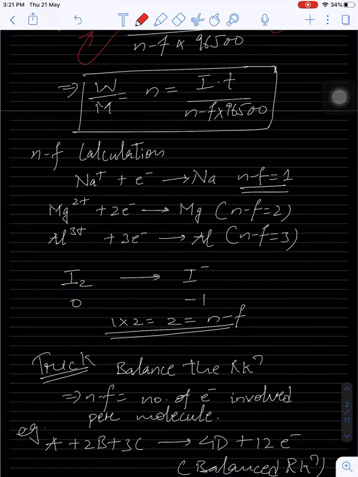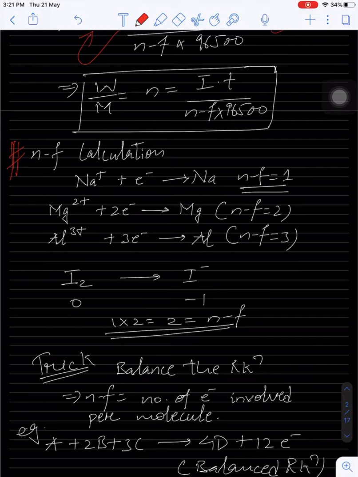Okay, now calculate N factor. Now N factor calculation, we are studying this. And how do we calculate N factor? N factor is nothing but the charge on cation or charge on anion or the number of electrons gained or lost. We are not going into the detailed definition which we have studied in class 11. We are studying for the sake of solving the problems of electrochemistry.